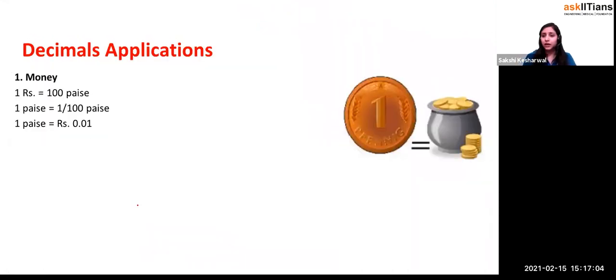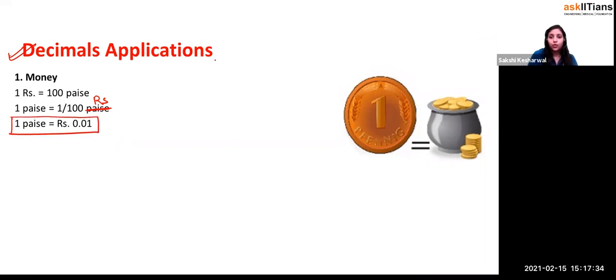We have seen money, length, masses, grams, liters, everything. So these are the conversions, and please remember these conversions. We know that when we convert, 1 rupee is equal to 100 paise, and 1 paise is equal to 1 by 100 rupees. And 1 paise is equal to 0.01 rupees, right or not? You can say this, yes or no.